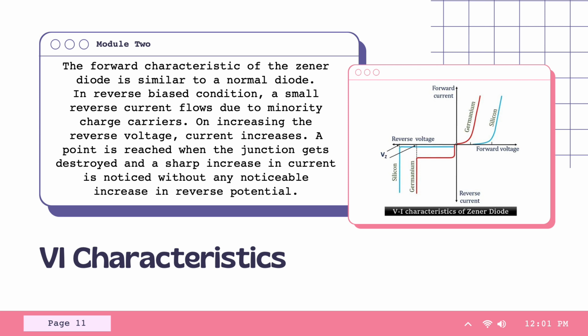A point is reached when the junction gets destroyed and a sharp increase in current is noticed without any noticeable increase in reverse potential. This voltage is known as the Zener voltage. The current through the device is limited by making use of external resistance.